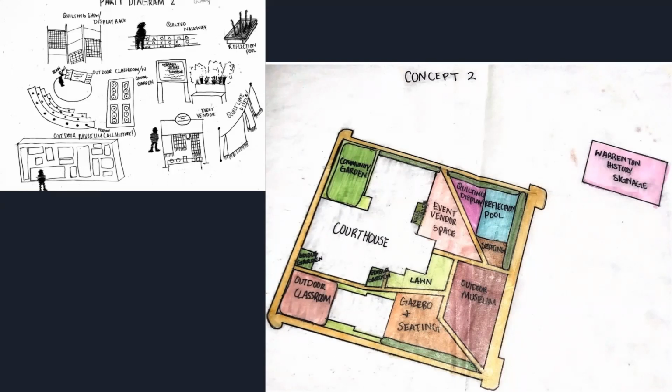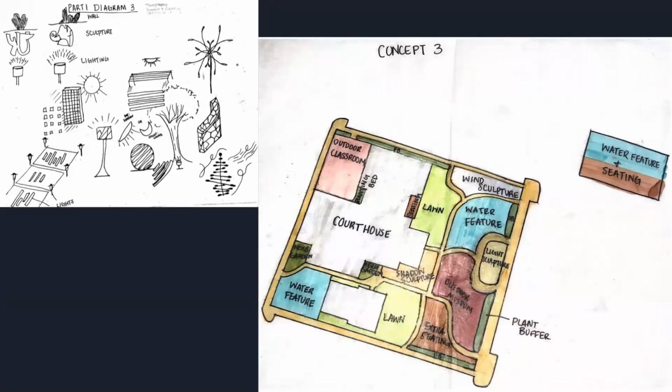Everybody will know exactly what it is, especially when you're putting things like the Warrenton history signage, things like an outdoor museum, and a lot of things embedded in their history is quilting. And I provided a lot of ways to put quilting into the site where they can display their artwork and it becomes a staple in the town. And so I include things like the event vendor space, gazebo seating, an outdoor classroom where children are actually encountered with the site and they can learn outside, a reflection pool, and quilting displays.